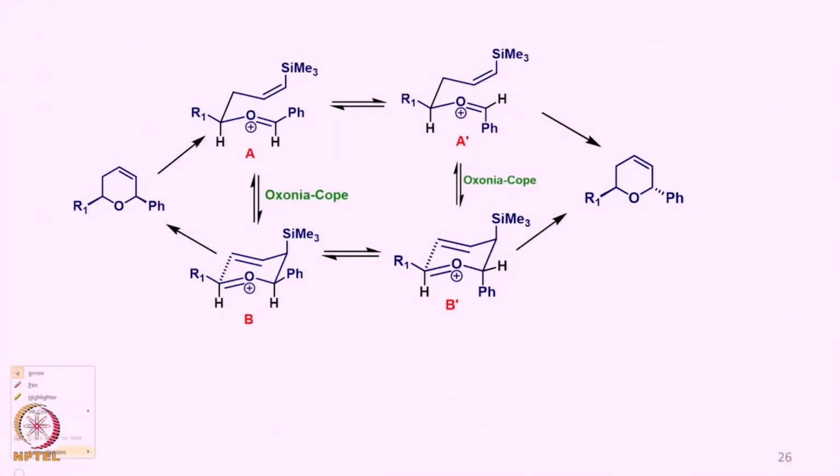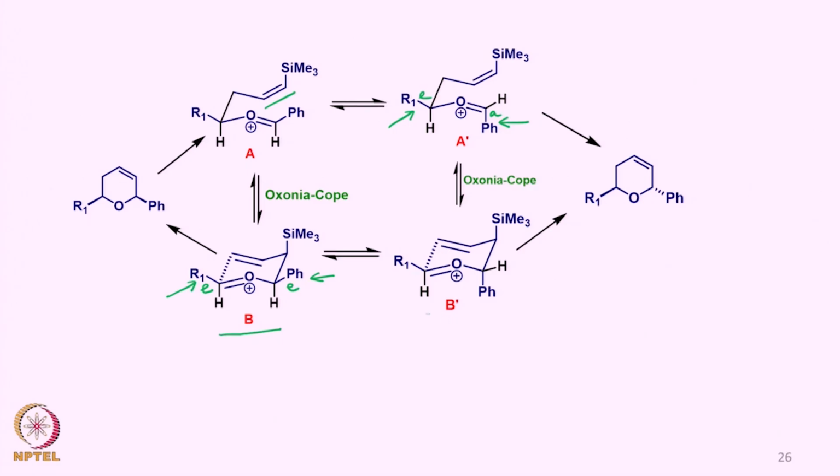Now we can write the same thing in a slightly different way, as you can see here. This is the vinyl silane that we started with, this part, and of course once the oxonia Cope rearrangement occurs, we can think about getting a transition state of this kind, in which we now have the phenyl group and the R1 group being equatorial. So they are equatorially oriented here. The other possibility is that we can orient the phenyl group as axial and let the R1 group be equatorial.